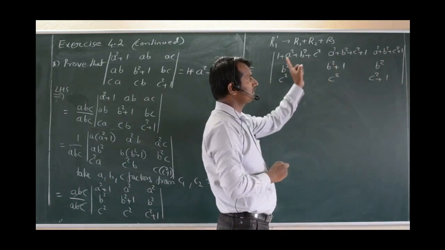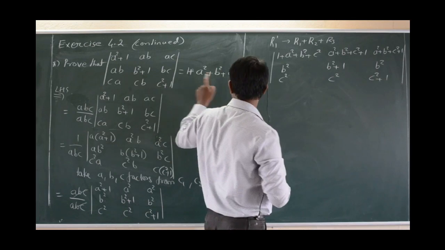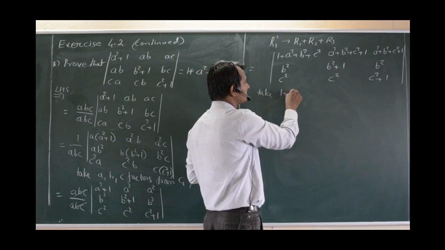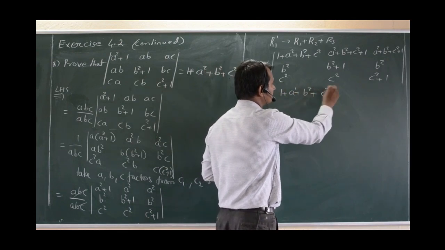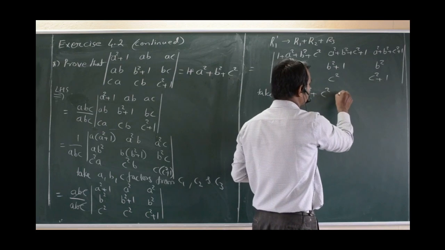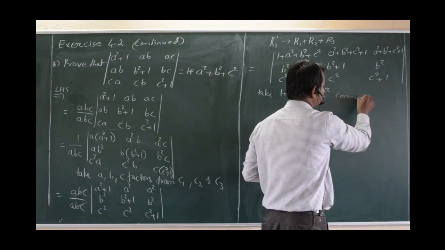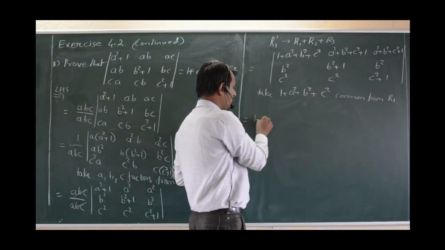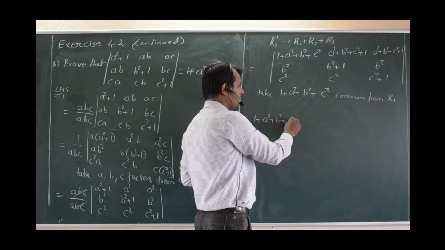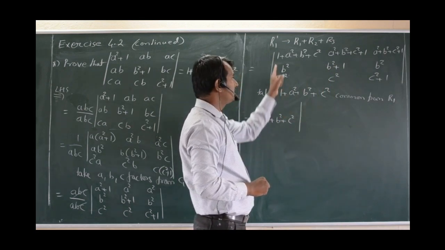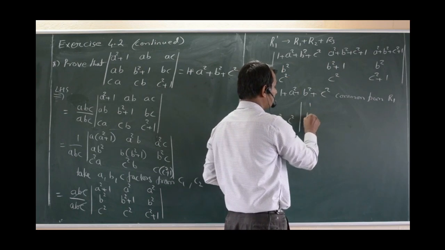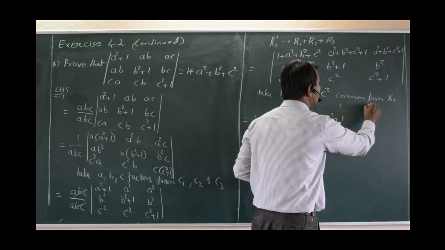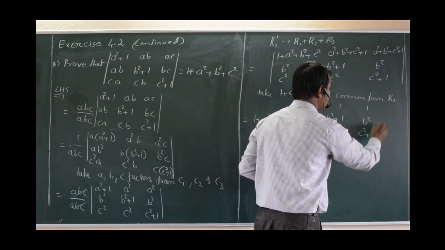Now from the first row, what can I take common? I can take 1 plus a square plus b square plus c square common from R1. Then what we get is 1 plus a square plus b square plus c square times the determinant. Since we have taken it common, the first row becomes 1, 1, 1, and the remaining rows remain as they are: 1, b square plus 1, c square; 1, b square, c square plus 1.